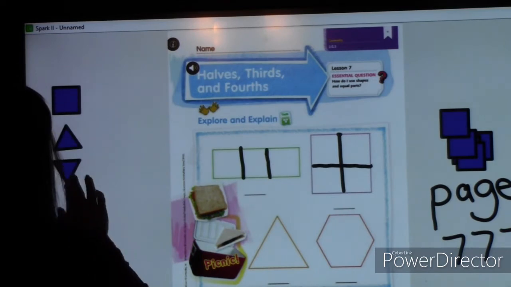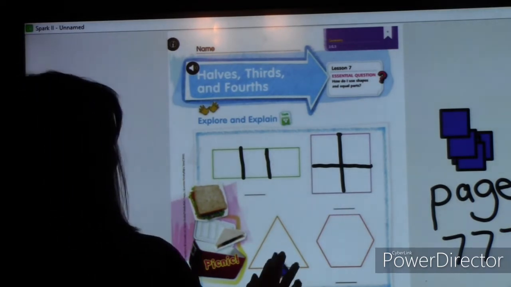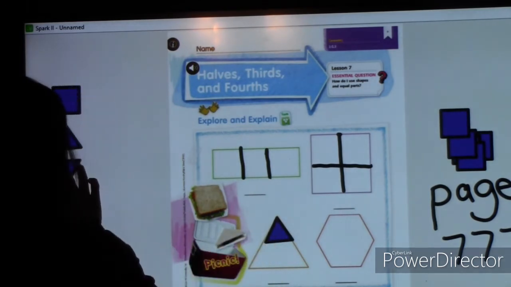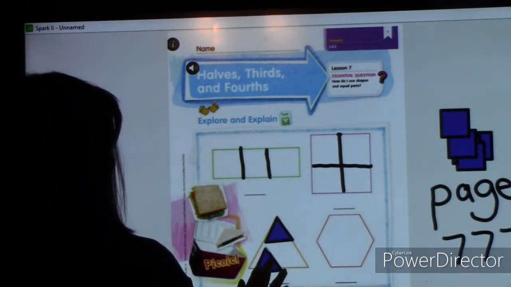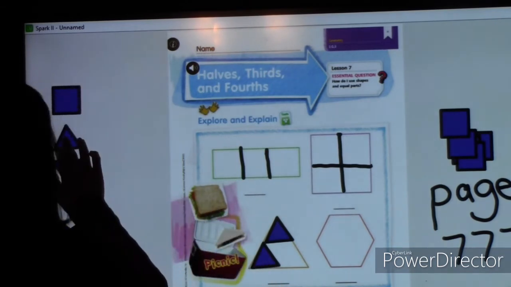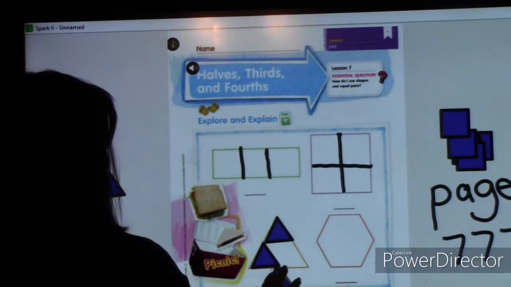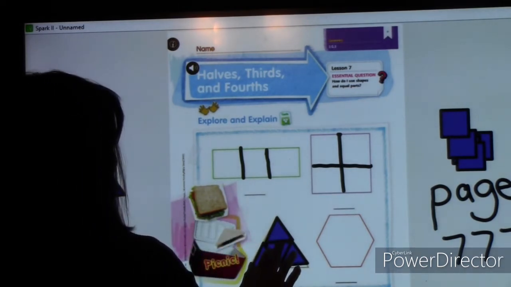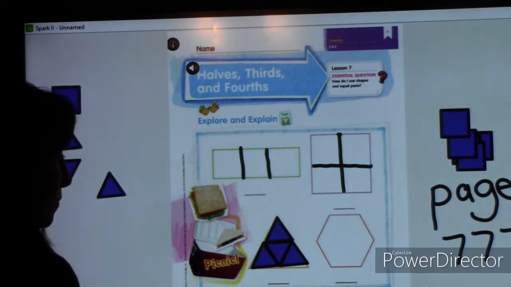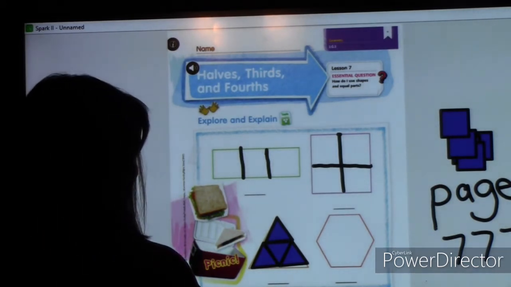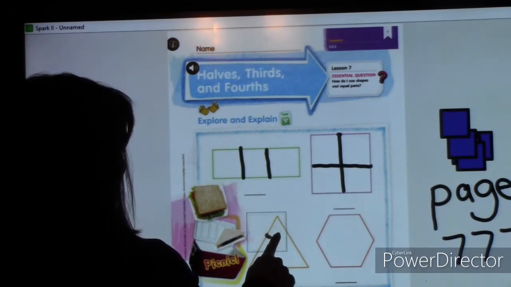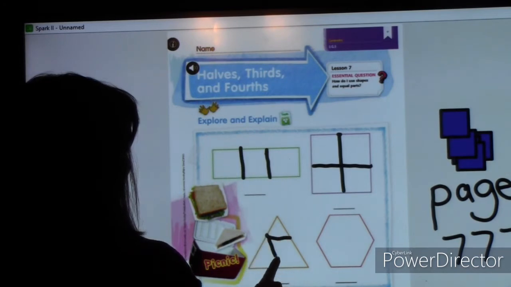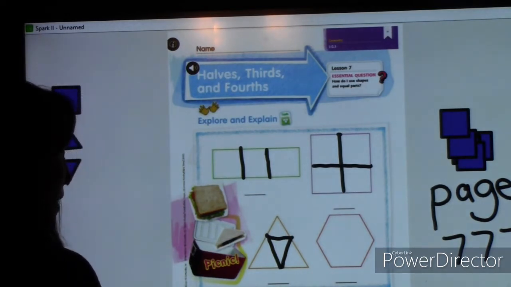The triangle down at the bottom, we're going to be able to divide into smaller triangles. So there's 1, 2, 3, 4. Okay, so to draw that, we're going to make a triangle at the top, and then 2 triangles at the bottom, which leaves you with a triangle in the middle.